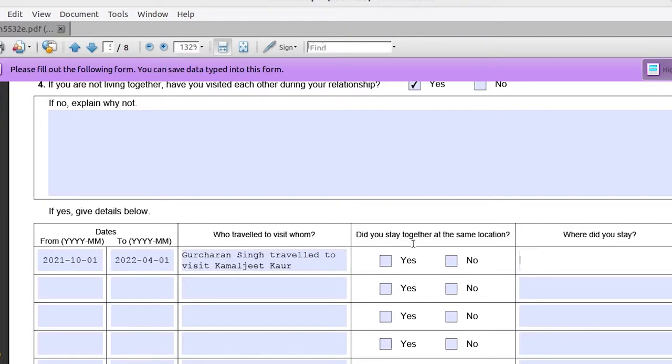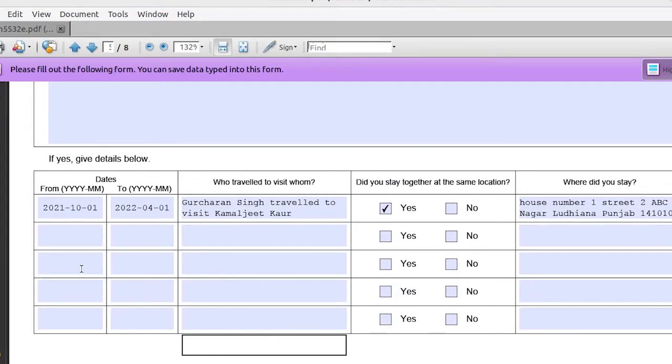Okay. Did you stay together in the same location? Yes. Where did you stay? I need to add my Indian address here. House number 1, Street 3, ABC, Nagar, Haryana, Punjab. Alright. That's it. And if you have been living in more than one place, you need to add more than one place. And if you have visited more than one time, then you also need to mention here. And suppose your spouse has visited Canada, then you can also add here that my spouse has visited me from starting date to end date, then the location where you stayed.